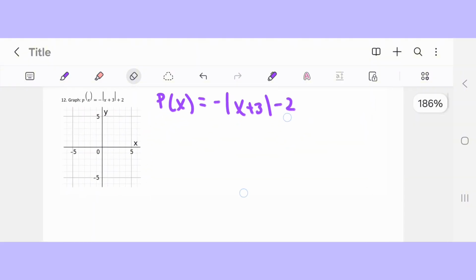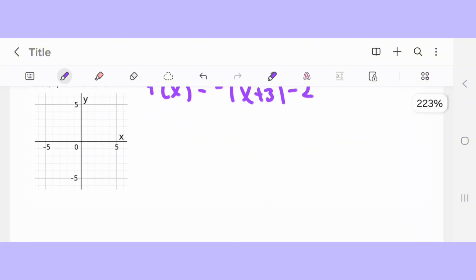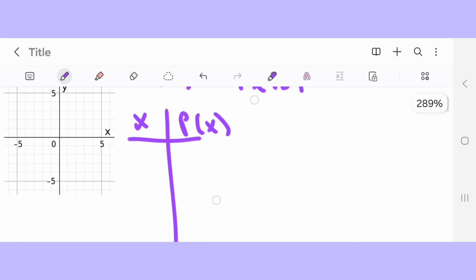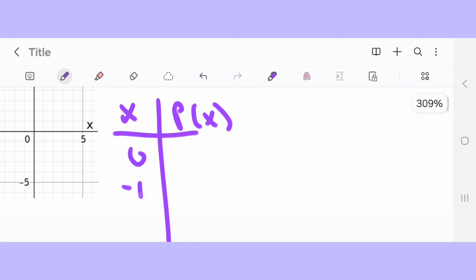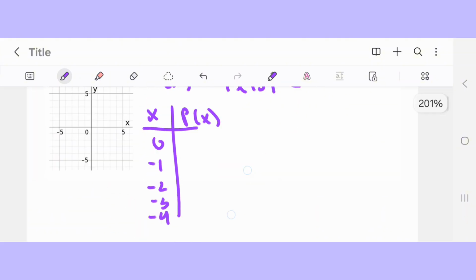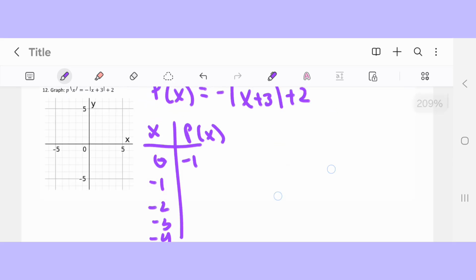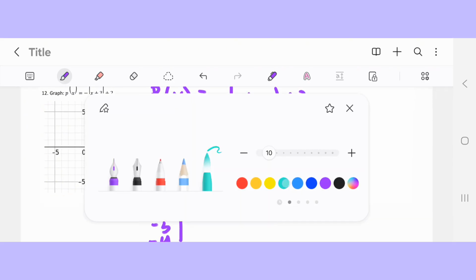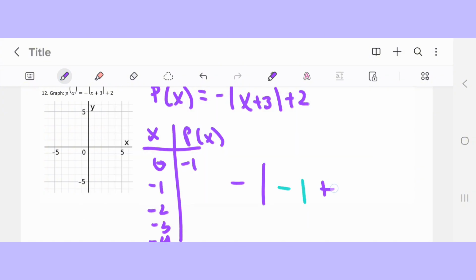Okay, so what I'm going to do here, guys, is start plugging in values. I'm also going to make a table just to keep track of all the values that I'm using. I'm going to go from 0 and so on: 0, negative 1, negative 2, negative 3, negative 4, and we're going to plug those all in. So now we're going to do it with negative 1, so it's going to be negative absolute value of x, and this time x is negative 1, plus 3, absolute value, plus 2.